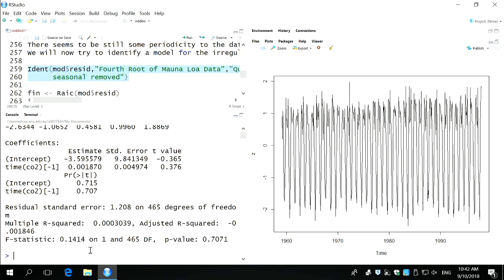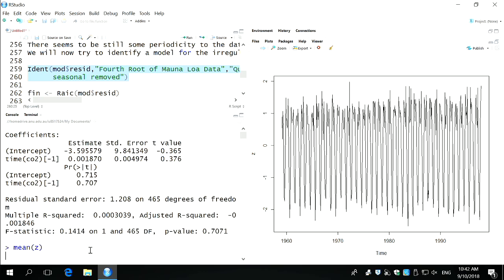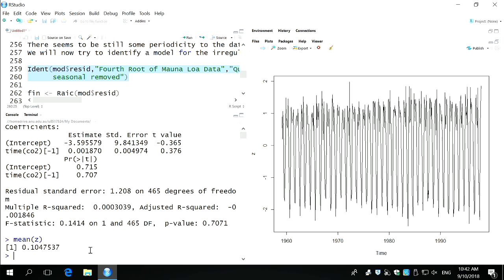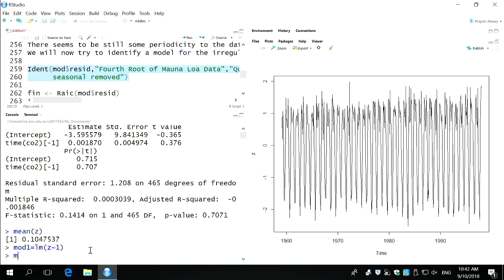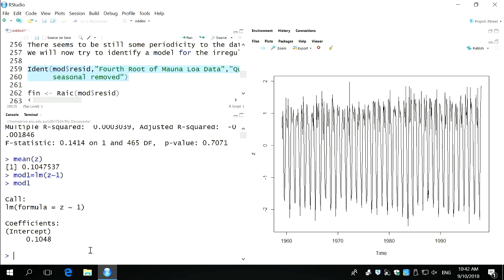So to fit a flat trend is really easy. There's two ways to do it. Simple way, what's the mean of Z? 0.104. So that's your model at the moment, 0.104. Okay? The other way to do it would be, instead of putting Z tilde time, you put Z tilde 1. That'll fit a mean as well. Same answer. Okay? So we're just going to fit a flat trend. So no trend means flat trend, means fit a constant, means fit a mean. All right? So let's put that on the table.